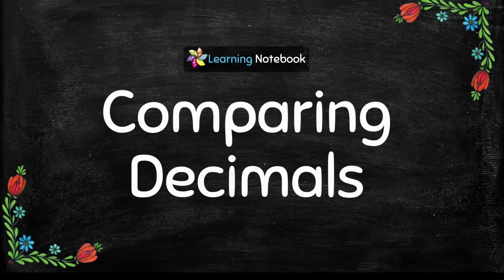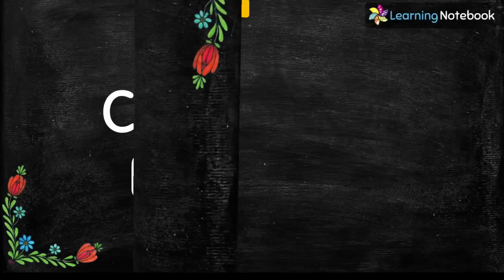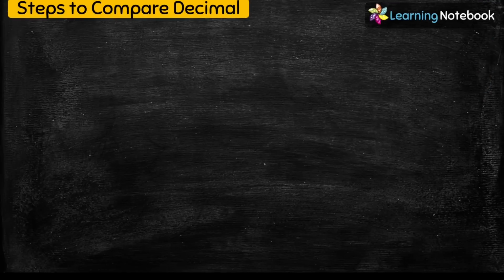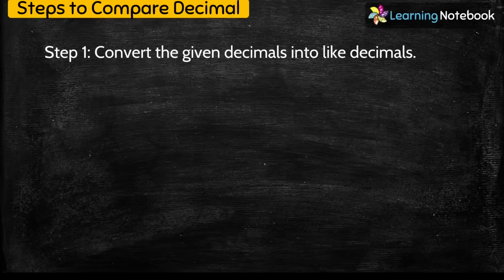Now let's understand how to compare decimals. Students, we have to follow some steps to compare decimal numbers. So let's learn these steps. Step 1 is convert the given decimals into like decimals. We just learned how to convert unlike decimals into like decimals.